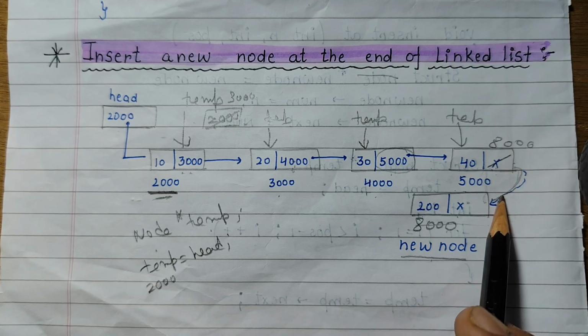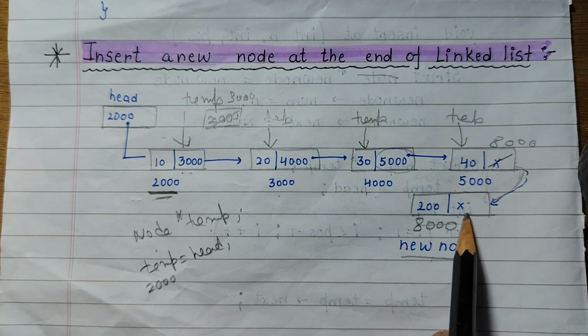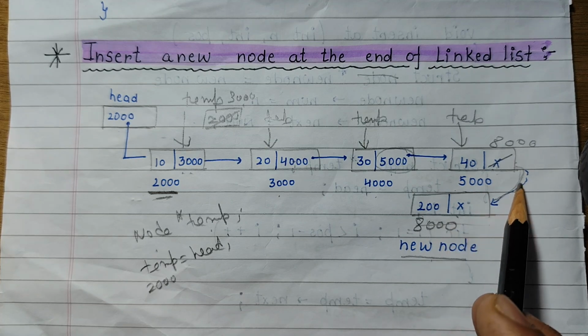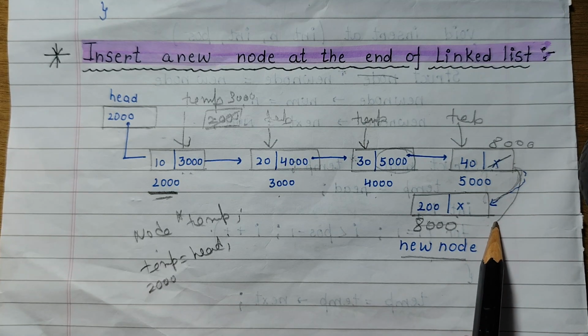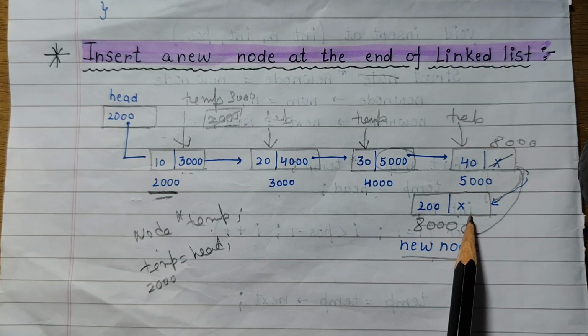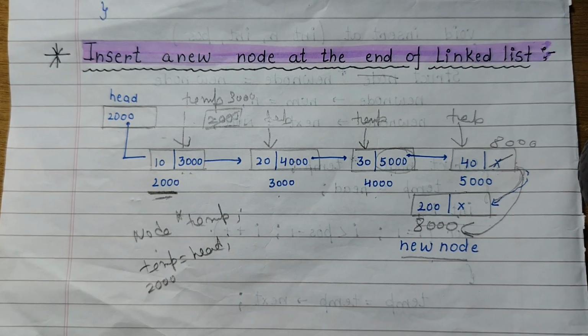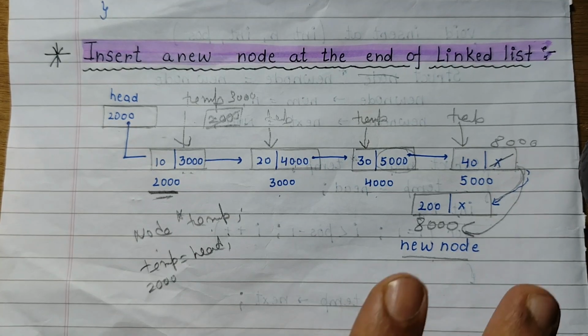After this the connection will be made. Now the last node points to the new node, to address 8000, and again we have a null pointer at the end. So in this way we can insert a new node at the end of the linked list. Now we discuss it by code.